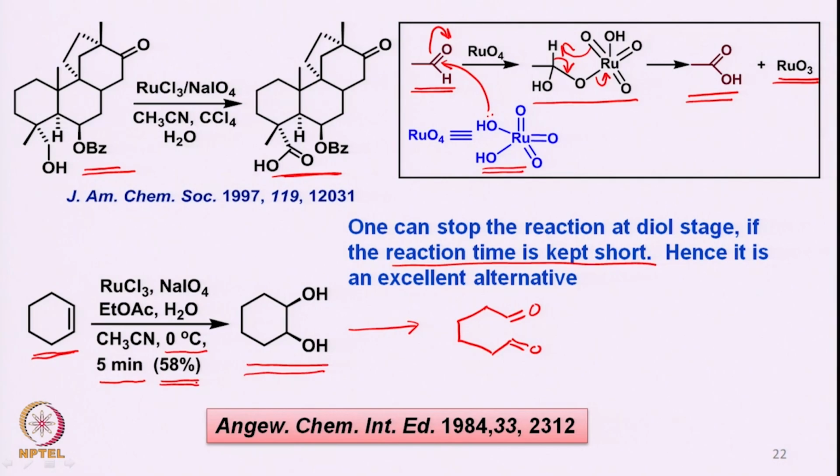So, this is an interesting observation which was published in 1984. That means that you have an alternative as compared to the osmium tetroxide to go to the corresponding diol, and if one wants this diol to be converted to the corresponding dialdehyde by cleavage of the C-C bond, then of course you can allow the reaction to go further for a longer time and the cleavage can take place. But getting the diol is also an alternative, and a good alternative for the reaction.